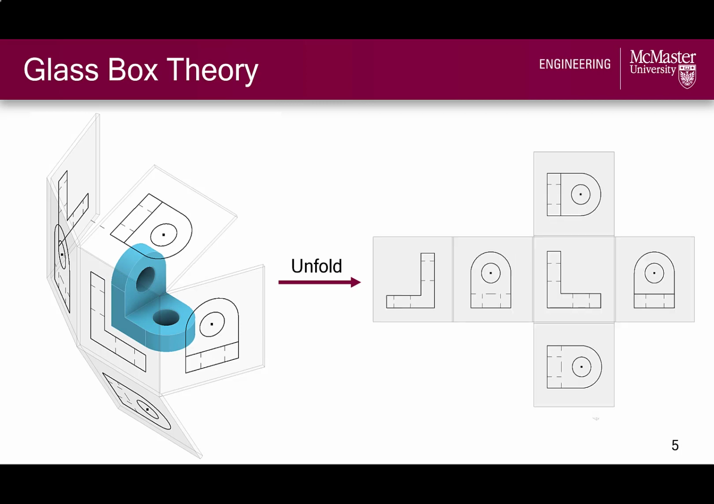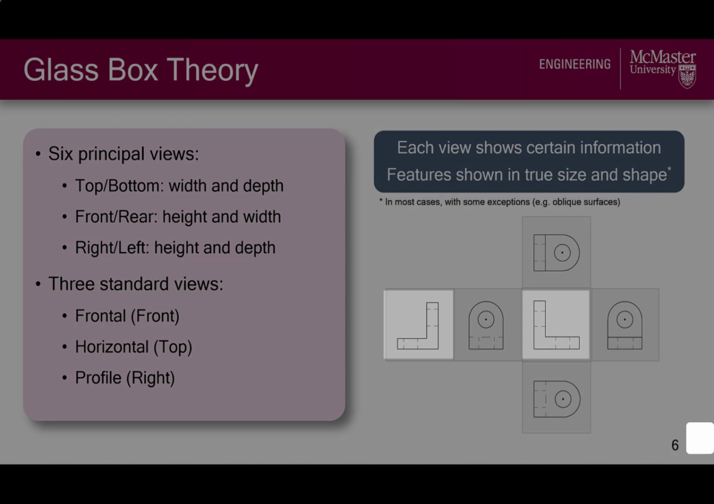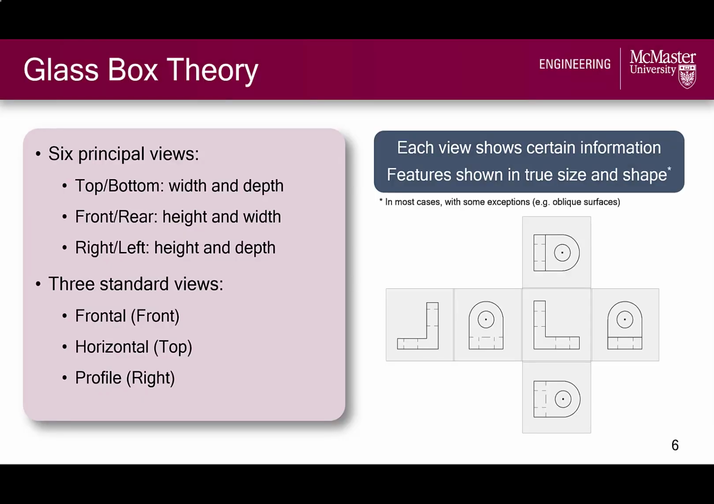Note that there are 6 principal views: top and bottom, front and rear, and left and right. You can see in this multi-view that the top and bottom views both provide width and depth information, the front and rear views provide height and width information, and the right and left views provide height and depth information. Since these views come in pairs of duplicated information, we typically only need 3 out of the 6 views to completely define the object's geometry. The 3 standard views are the top, front, and right views outlined in this box.